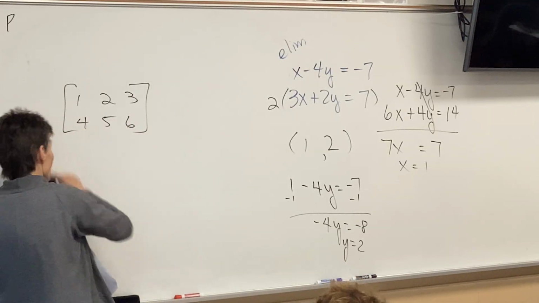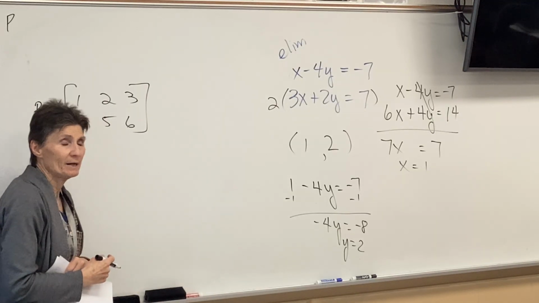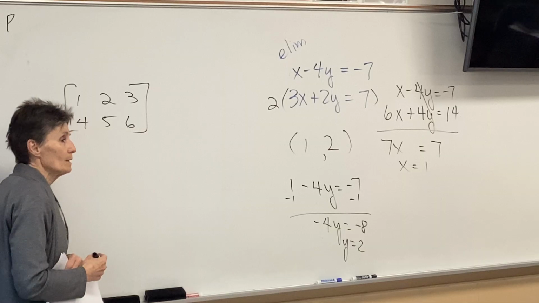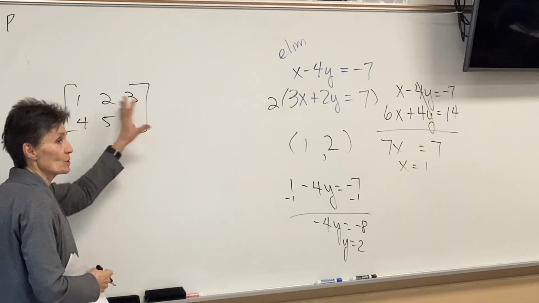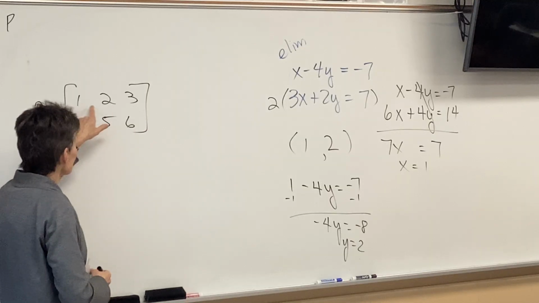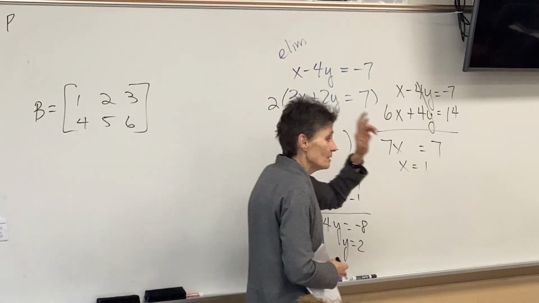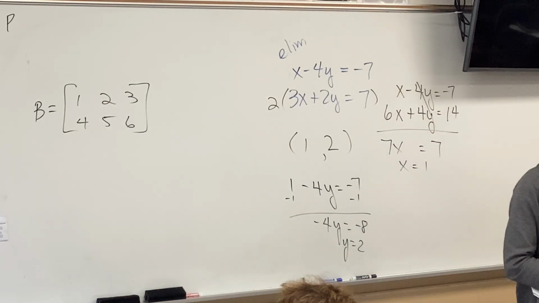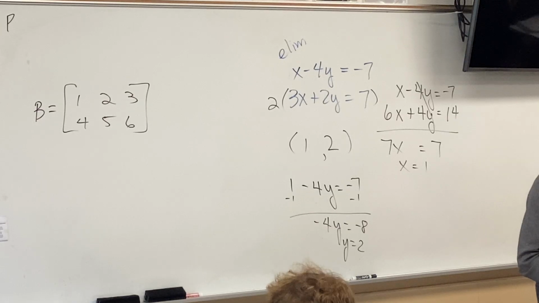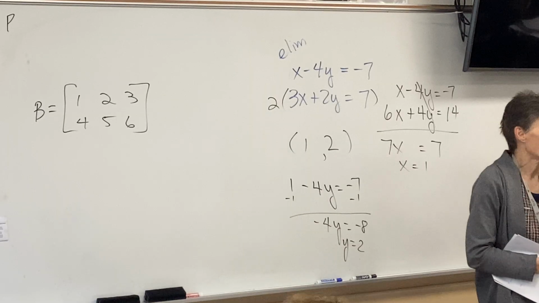Actually, I'm going to call this one B because I think I called it A yesterday. So I'll call this one B. A rectangular array of numbers. These guys are called entries or elements. Two words for the same thing. Entries and elements are the numbers inside the matrix. That's just what we call numbers inside the matrix.